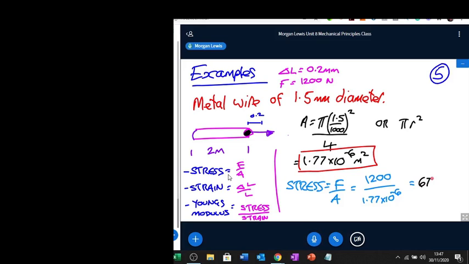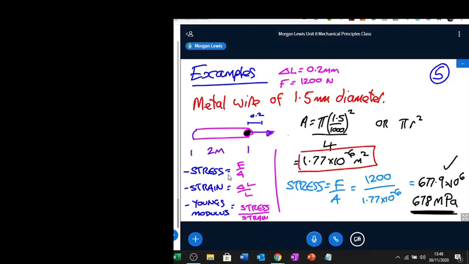677.9. So we'll leave it like that, times 10 to the 6. Let's round that up: 678 megapascal, because 10 to the 6 is mega. So if you pressed ENG on your calculator, it'll do that, rather than writing all them numbers down. That's the stress. Thank you very much.